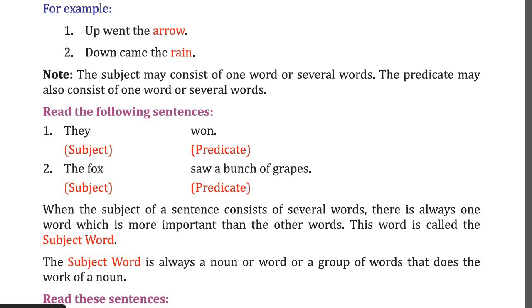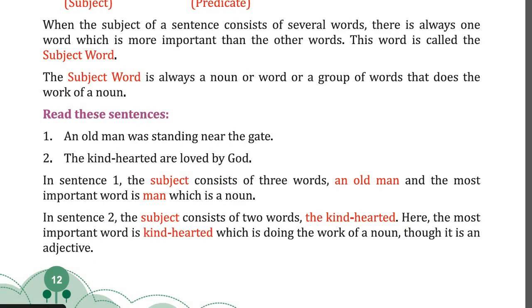When the subject of a sentence consists of several words, there is always one word which is more important than the other words. This word is called the subject word. The subject word is always a noun or a word or a group of words that does the work of a noun. What is a noun? Naming words are called nouns. I will cover the noun part in the next video. Read these sentences. An old man was standing near the gate. The kind-hearted are loved by God.